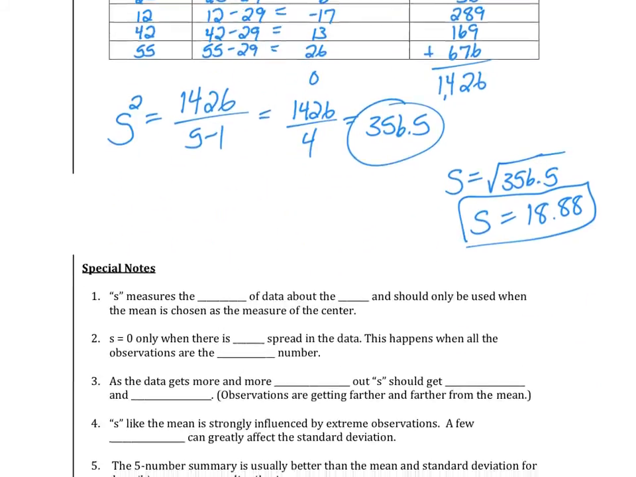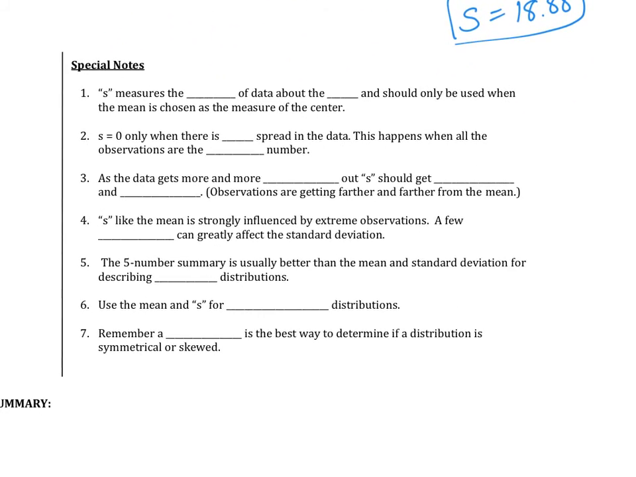So some special notes we have at the end. S measures the spread. So it's how far spread from the mean. And it should only be used when the mean is chosen as the measure of center. All right. If S equals 0, that is when there is no spread. So if the numbers are the same, there's no spread at all. This happens when all the observations are the same number.